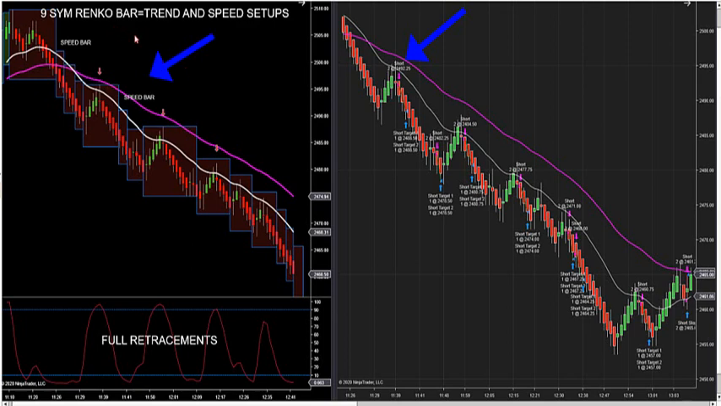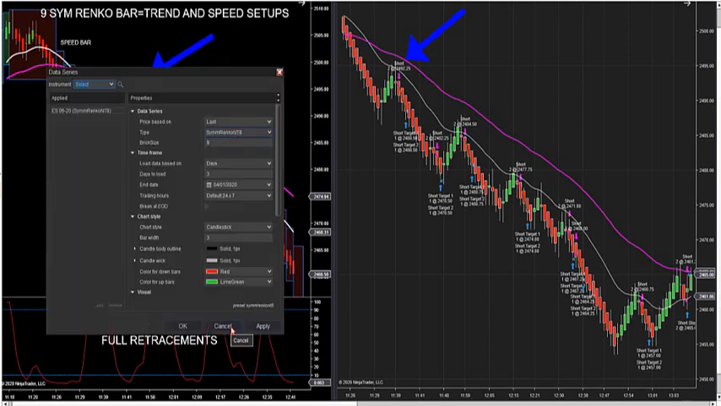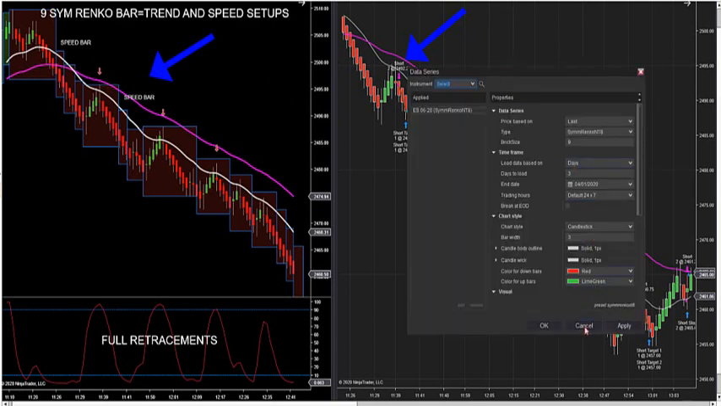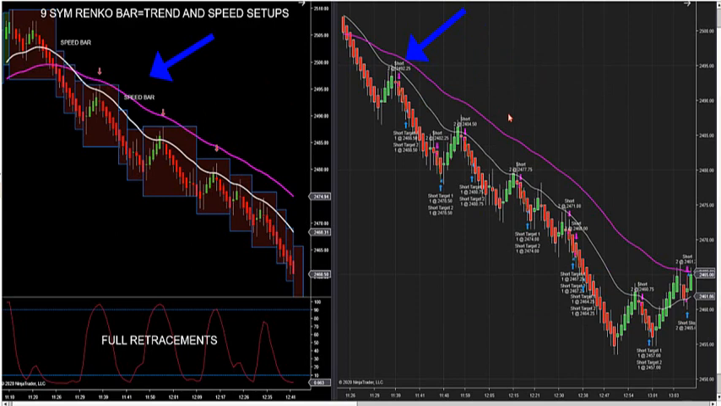So let's go over this right now, and this is a 9 Simrenko bar. We have our own unique Renko bar that has a trend filter built into it already. So when these bars turn red or green, it shows you a buy imbalance or sell imbalance, meaning buyers versus sellers. And then over here, we have a 9 Simrenko on the new algo that I'm getting out to all you guys. So this is the same time frame on the S&P 500.